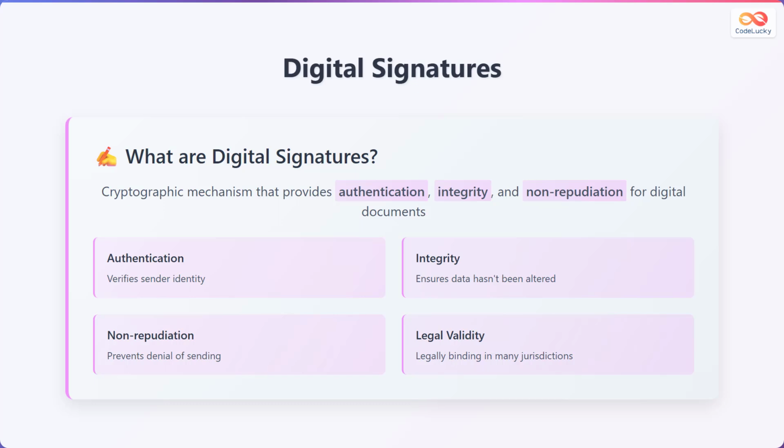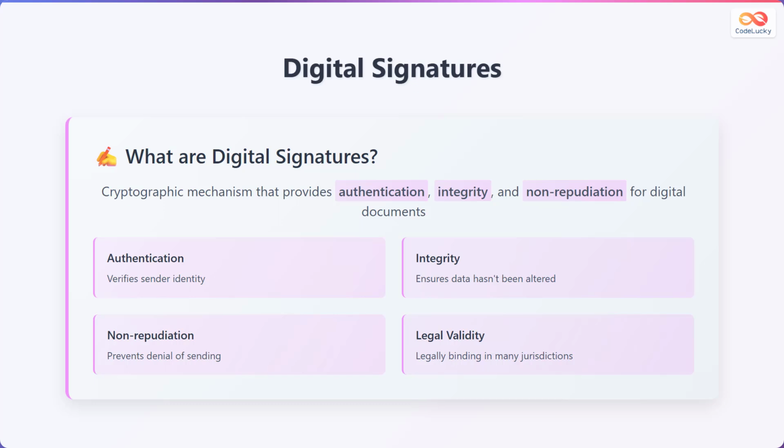Digital signatures provide 3 critical security services that are essential in modern cryptographic systems. Authentication verifies the identity of the message sender, ensuring that the communication comes from the claimed source. Integrity guarantees that the message content has not been altered during transmission, detecting any unauthorized modifications. Non-repudiation prevents the sender from denying that they sent the message, providing legal accountability in digital communications.